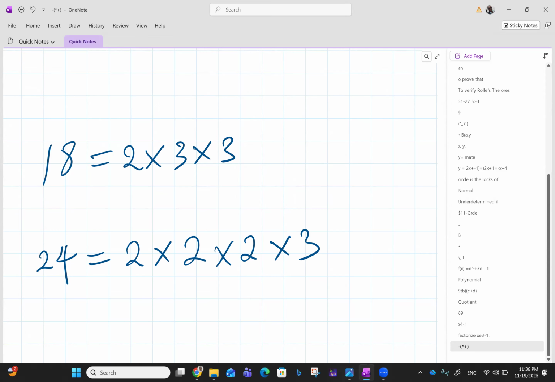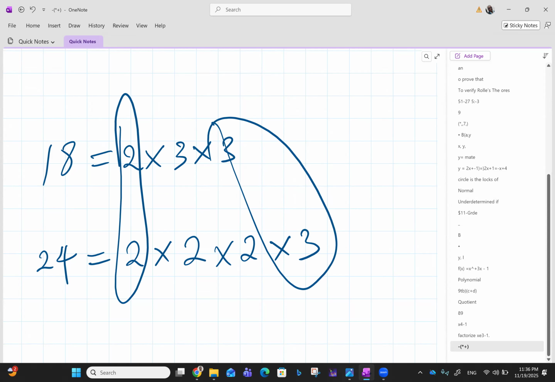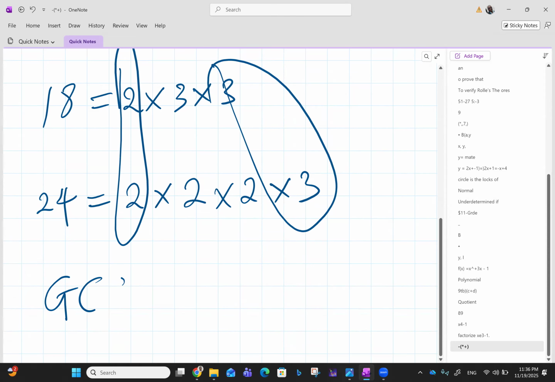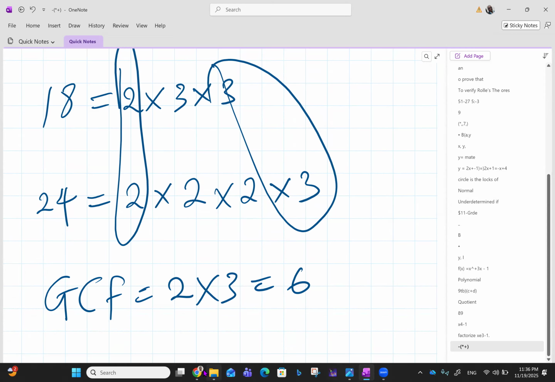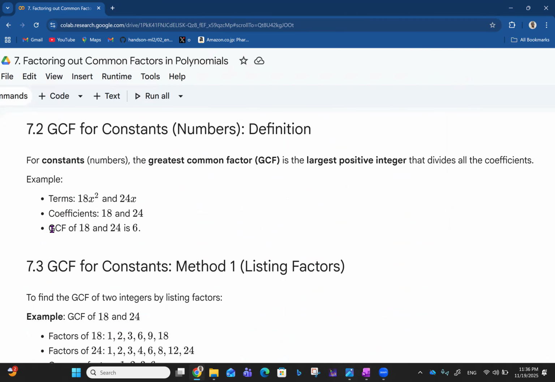Now to get the greatest common factor, what do we do? Since we are talking about the greatest common factor, we go this way. 2 is here, and we have 3 here. So the greatest common factor will simply be to pick one of each, 2 times 3, and that is 6. That is the greatest common factor in that situation. And that is why we have this GCF of 18 and 24 to be 6 right here.